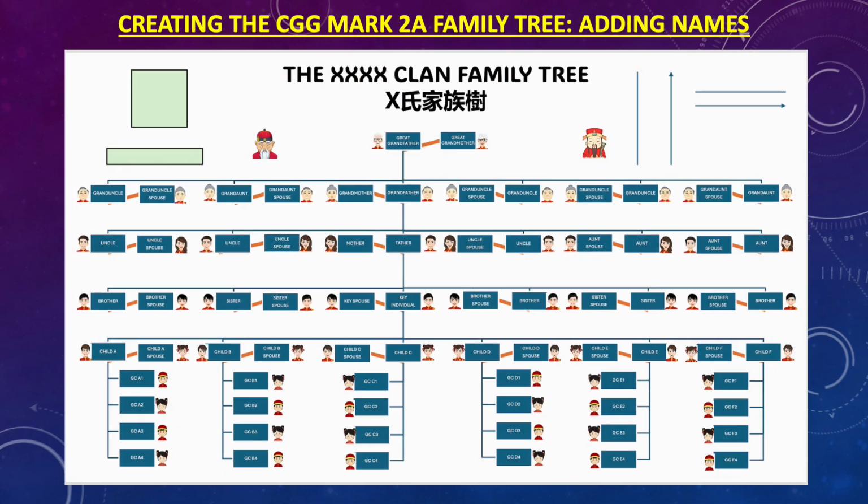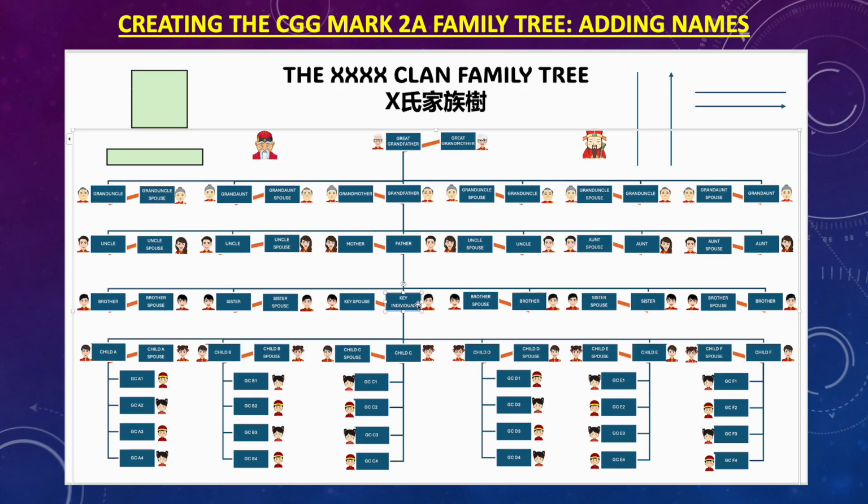Creating the CGG Mark IIA family tree. Adding names. To add names to the template, start with the key individual. Click on his text box. Highlight the text and overwrite by typing in the name. Next, click on the spouse, highlight the text and type in her name. Do the same for the father and mother. Continue until all the names have been completed.